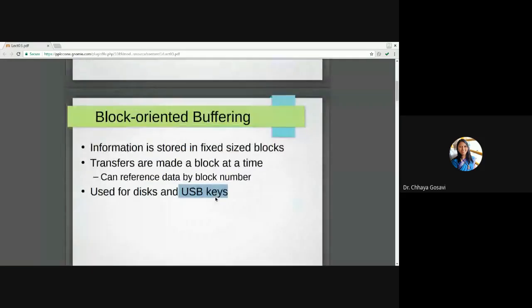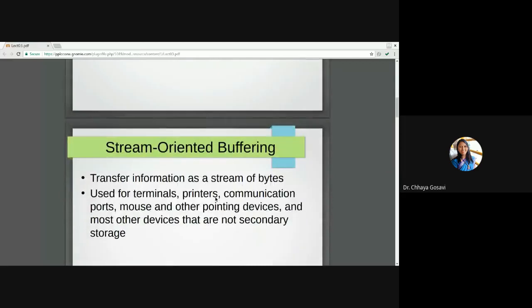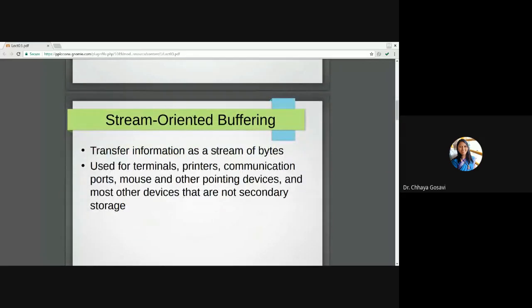Another type of buffering is stream oriented buffering. Here we transfer information as a stream of bytes. Your data goes in and out in the form of a stream of bytes or characters. It is used for terminals, printers, communication ports, mouse, and other pointing devices, and most other devices that are not secondary storage. Mainly, stream oriented is a character stream or byte stream.